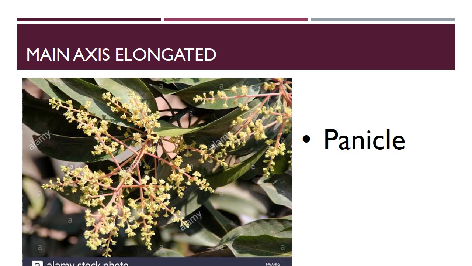Main axis elongated. Panicle is also one of the types of main axis elongated. Look at this picture carefully. This is an example for the panicle. This is a Mangifera flower. Mangifera is nothing but the mango tree flower. Okay. So a branched raceme is called panicle. So it's a very simple explanation. A branched raceme is called panicle. Okay. So it's very easy. For example, Mangifera is the best example for panicle, and neem is also a good example for panicle.